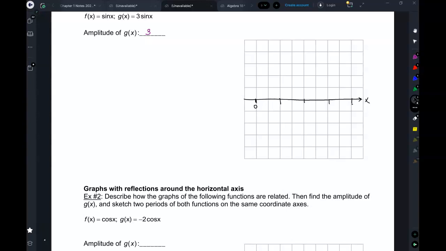So I'm going to go from 0 to 2 pi. That's my period. Halfway is pi. Pi over 2. 3 pi over 2, right? These are the special angles, like the quadrantal angles. Okay, now, I'm going to leave the y-axis for later.